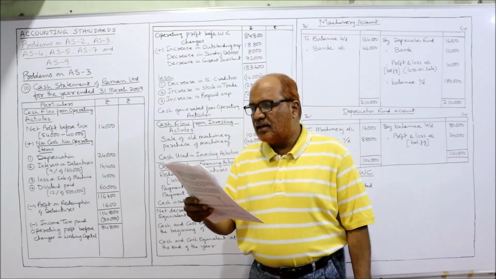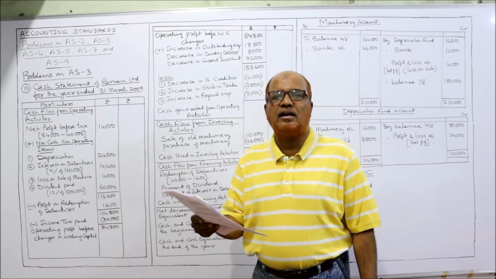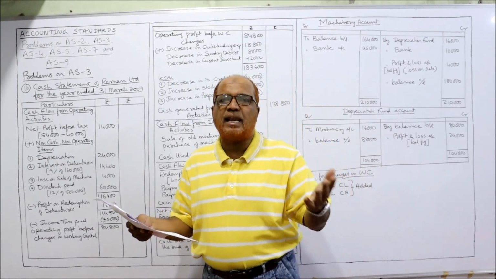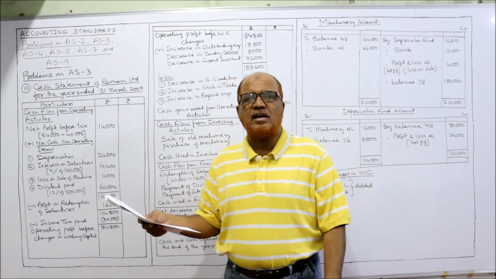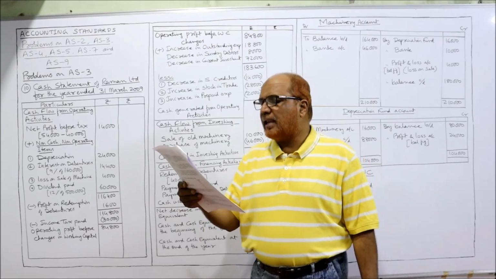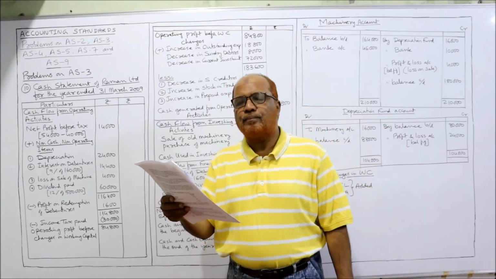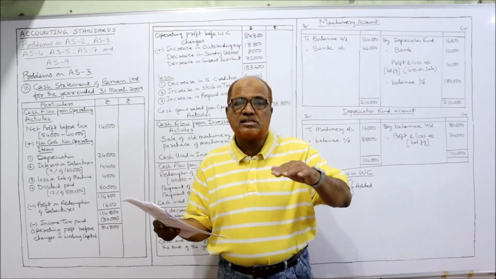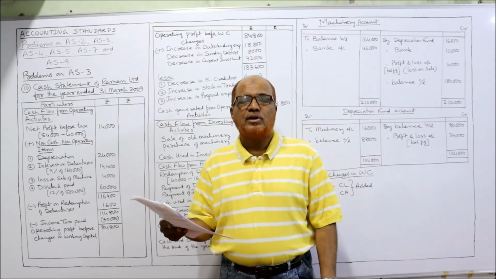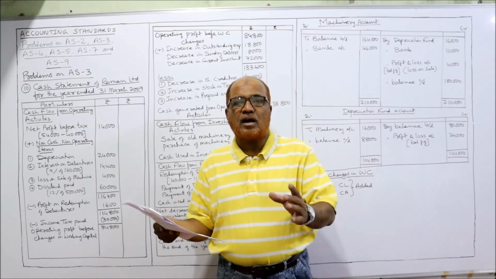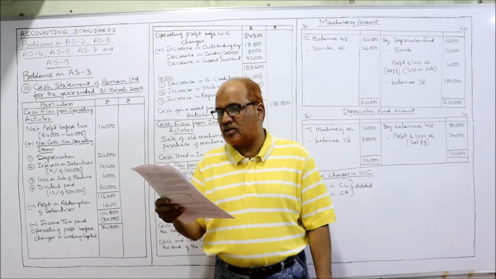Now the asset side, land and building 300, no change. There is neither purchase nor sale of land and building. It remains the same. Ignore. No cash flow. Then machinery 1,64,000 last year and current year it has become 1,80,000. So there is an increase in machinery. Machinery will increase on account of purchases. So there is some purchase of machinery.